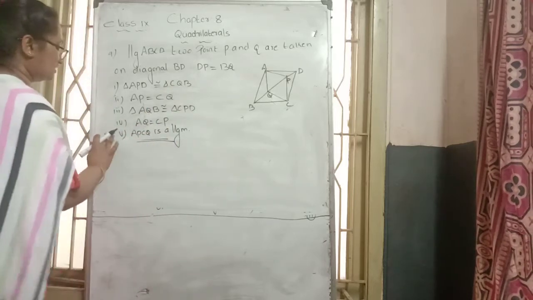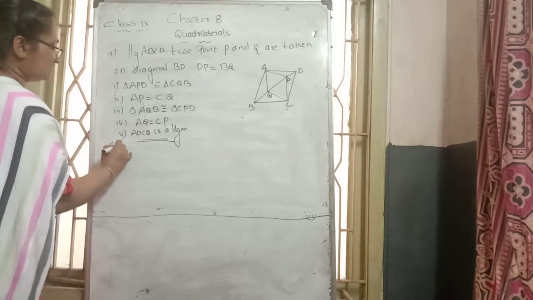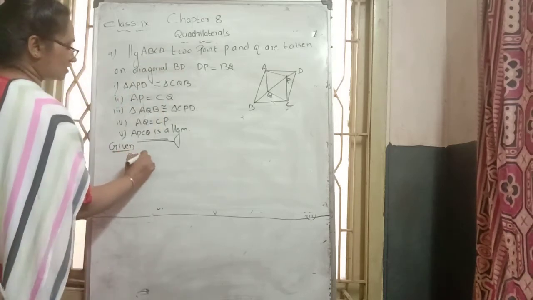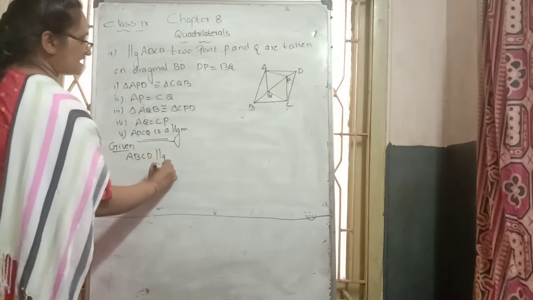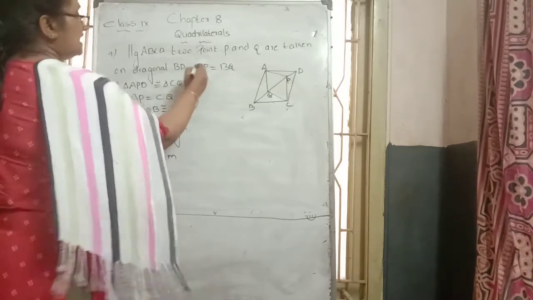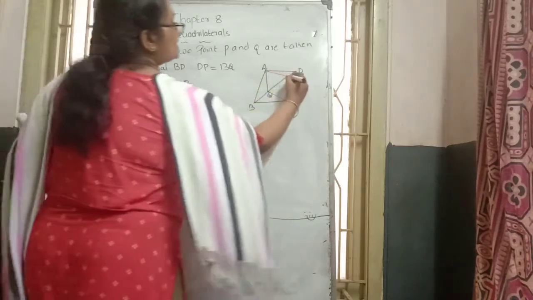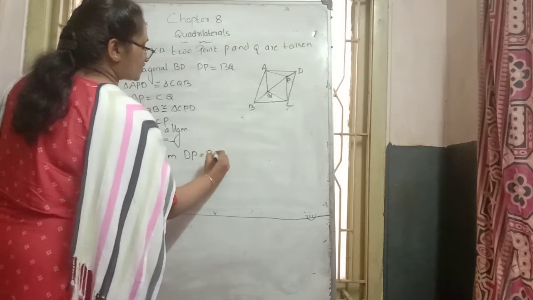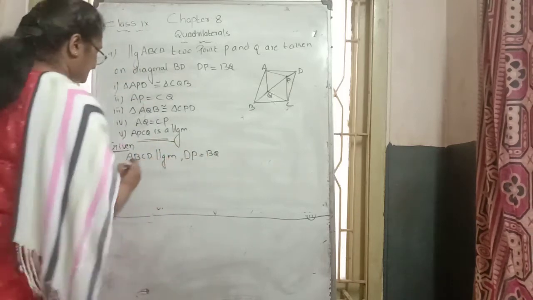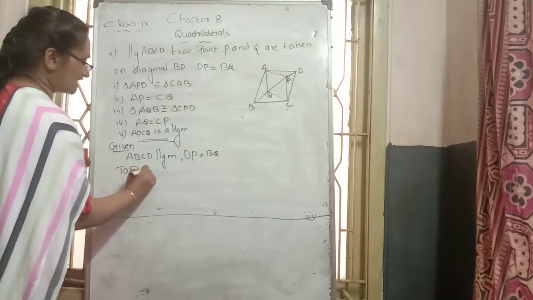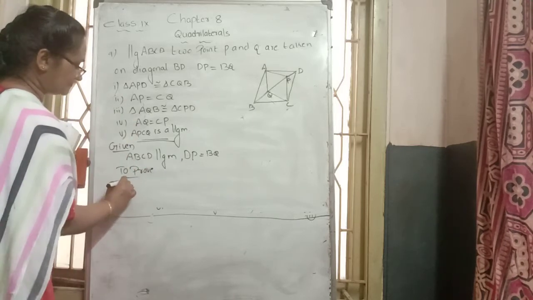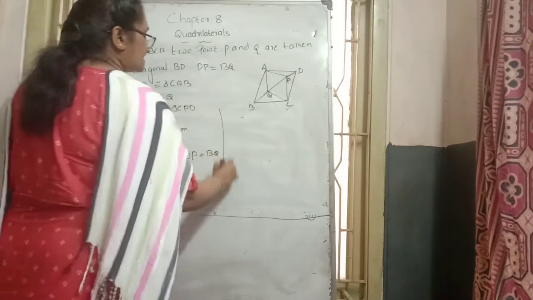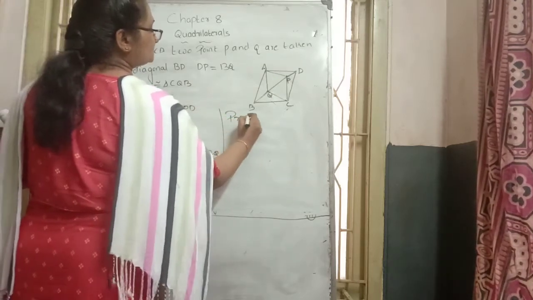So first we write what is given: ABCD is a parallelogram. Next, side DP and side BQ are equal. We can write that information also. Then, under 'to prove', we write these 5 cases one by one. Afterwards comes the proof. How do we prove it?